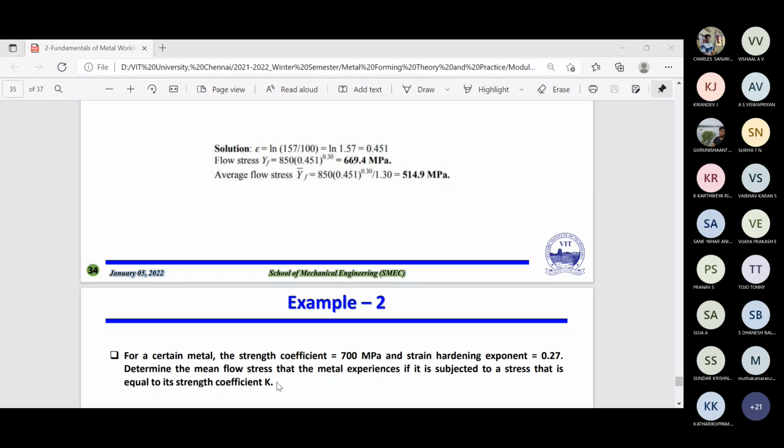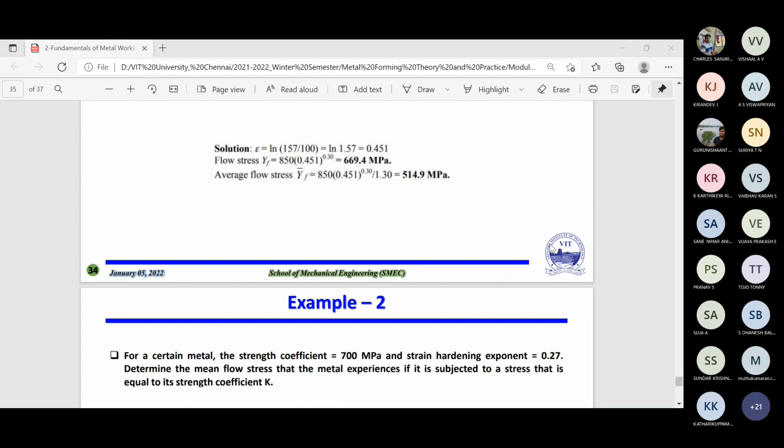Other students, please participate. Only Charles and Amal are participating. So what is the n value in this case? It is given, no? Just read the question. n is given, I think. Strain hardening exponent, no? Oh, okay.